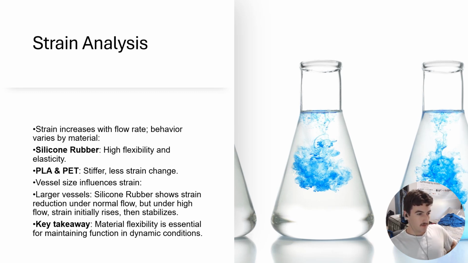So for our strain analysis in SolidWorks, we found that the strain also increased with flow rate, and there was a lot of variance between the materials. Since the silicone rubber had a high flexibility and elasticity compared to a stiffer PLA and PET, there is less stress change in those. The vessel size influences strain, is what we found. So the larger vessels showed a reduction under normal flow, but under high flow, strain initially rises and then stabilizes. The material flexibility is essential for maintaining function in dynamic conditions.